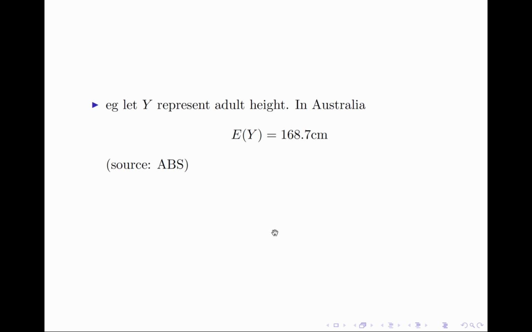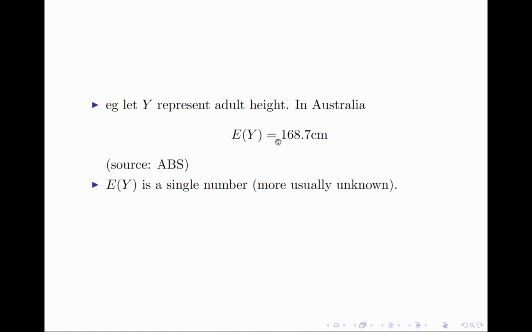Now, here's an example that I'll mention a couple of times as we go along. Y might represent adult height, by which I mean you can imagine drawing at random an adult from the, let's say, Australian population and measuring how tall they are. Okay. Now, on average in Australia, adults are 168.7 centimetres tall. That's a statistic taken from the ABS. There's a link there if you want to follow it and take a look at the source for that statistic. So we could take that as being the population mean.